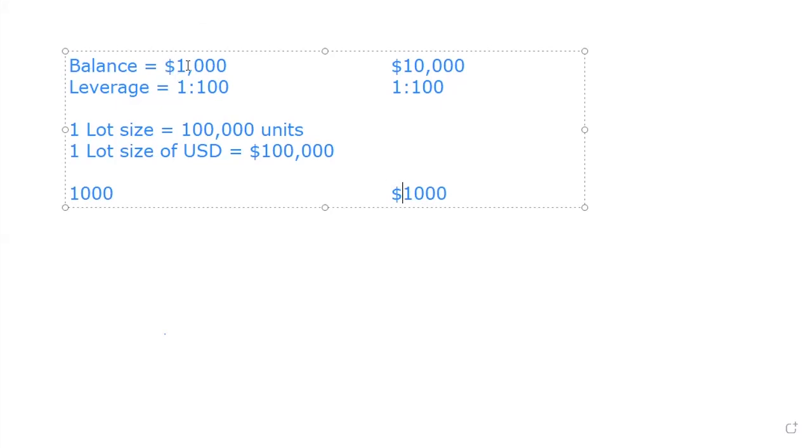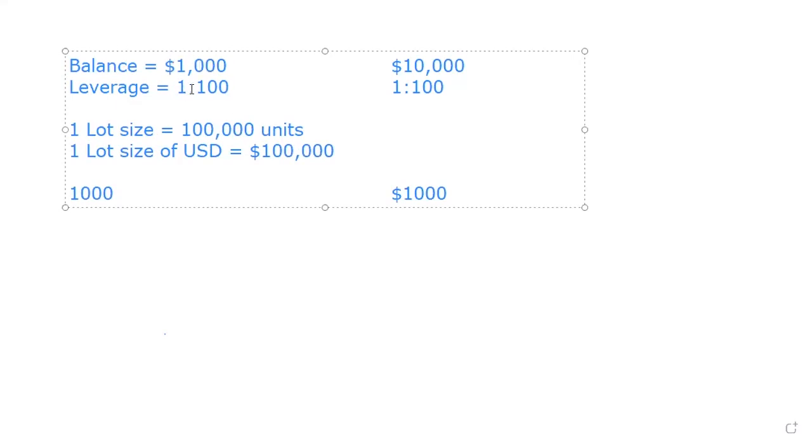You have a balance of $1,000, and the leverage of the account is 1:100. Then you intend to buy one lot size. That one lot size that you want to buy is 100,000 units of that particular asset, and we're saying, for example, the US dollar. So if you are buying one lot size of the US dollar, it means you are buying $100,000. And your balance is just 1,000. You don't have enough to buy.